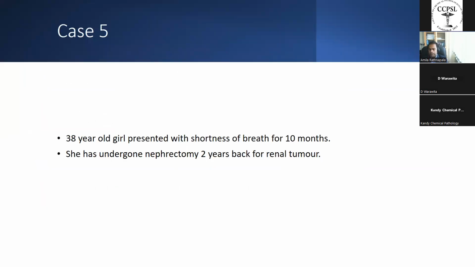And my next case is again a bit rare, but I decided to discuss it because it is important. It's a 38-year-old lady who presented with shortness of breath for about 10 months duration, and she had undergone nephrectomy 2 years back for a renal tumor. We examined the patient and found reduced breath sounds in the lower zones of the lung, and she has been previously investigated for the renal tumor. There's no family history though.